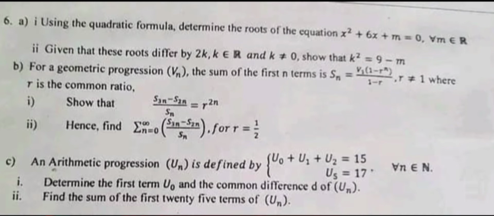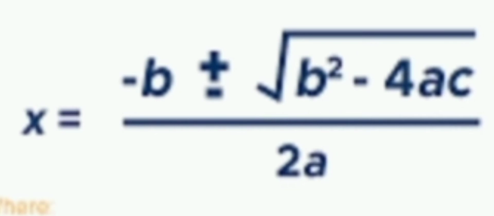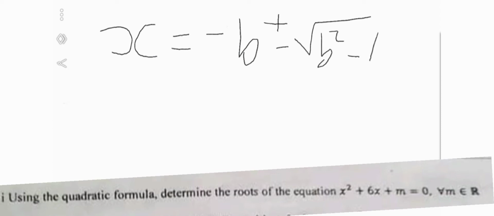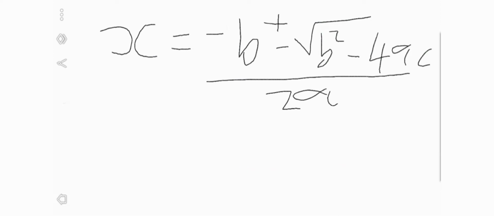Furthermore, if you recall, the question said we should make use of the quadratic formula. And you know the quadratic formula: x equals minus b plus or minus the root of b squared minus 4ac, over 2a. So that's what we are going to use to solve this question. The formula goes as x equals minus b plus or minus the root of b squared minus 4ac over 2a. That is the quadratic formula.